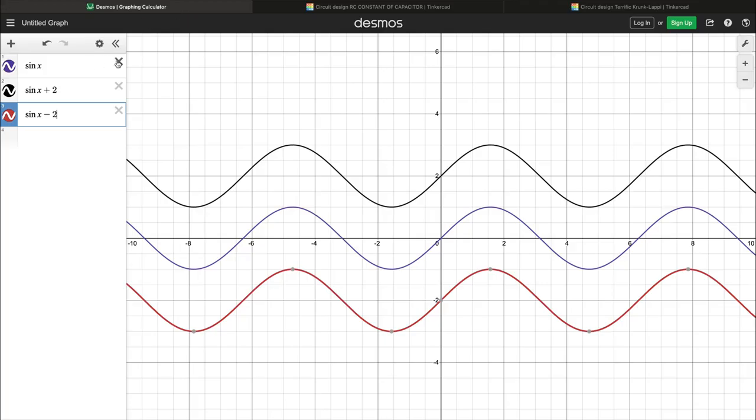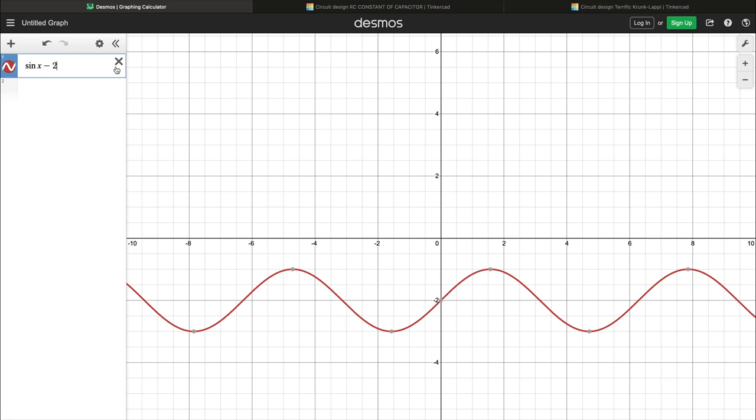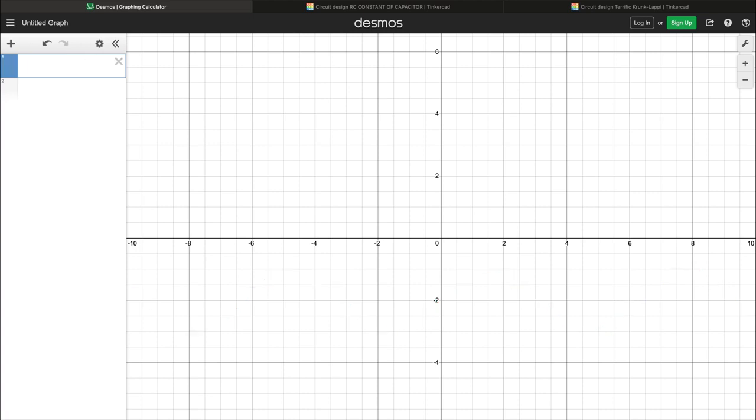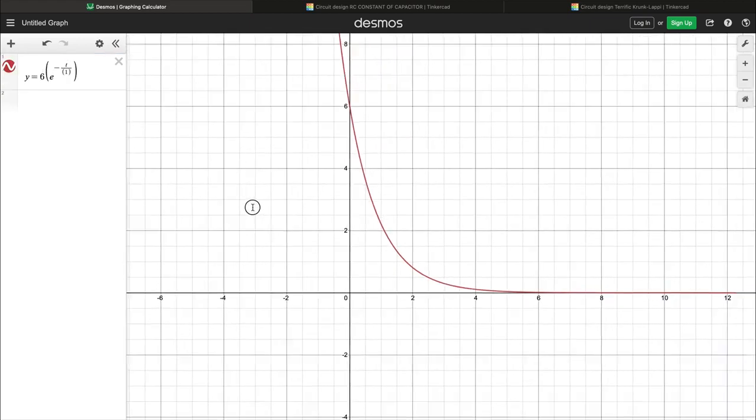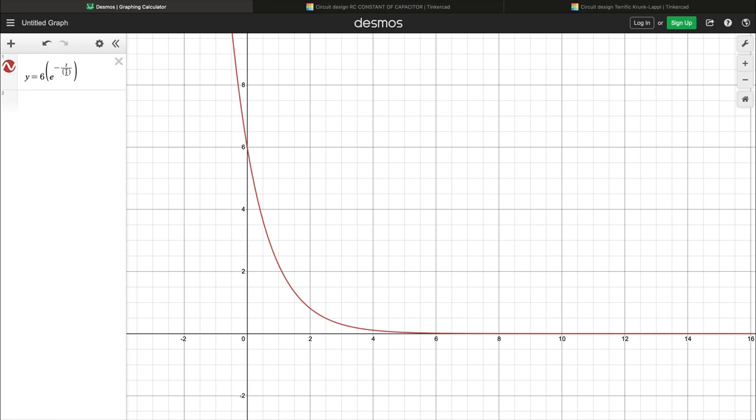You can see here a simple example. I am taking the maximum input voltage equal to 6, e power minus t by 1. Now I am taking the RC constant, minus t by RC, right? So RC to be 1, our time constant to be 1.